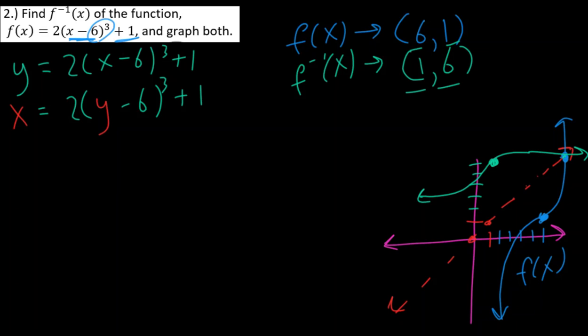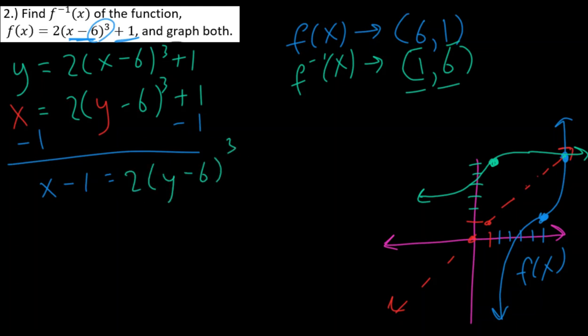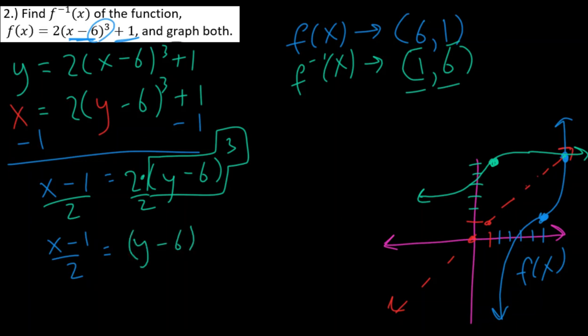Okay, so we are going to subtract 1, and we now have x minus 1 is equal to 2 parentheses y minus 6 cubed. And this is still not by itself, so the question becomes, how do you get rid of that 2? Well, since it's being multiplied, we're going to divide both sides by 2. And we now have x minus 1 over 2 is equal to y minus 6 cubed.